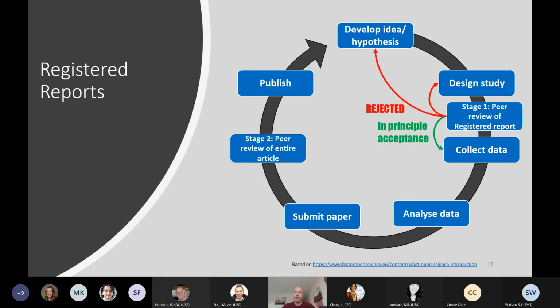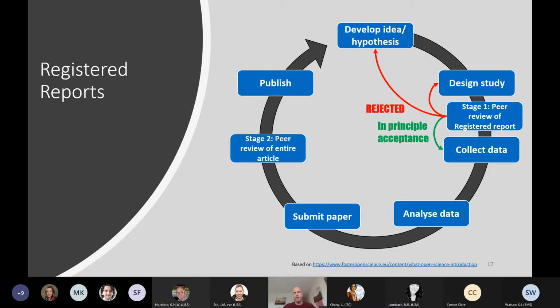So this is how it looks. We start again with developing an idea or a hypothesis. We design a study, and then we have a two-stage research review process. After designing the study, we submit the registered report. And this is already peer-reviewed. So the introduction, the literature review, and the methodology, plus the analysis plan. This is reviewed at stage 1.